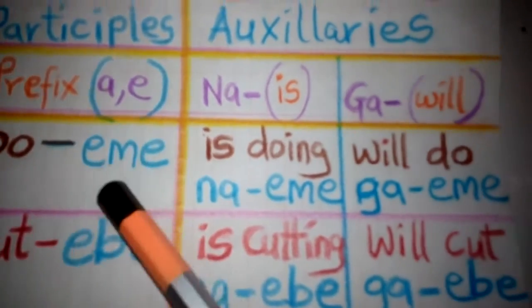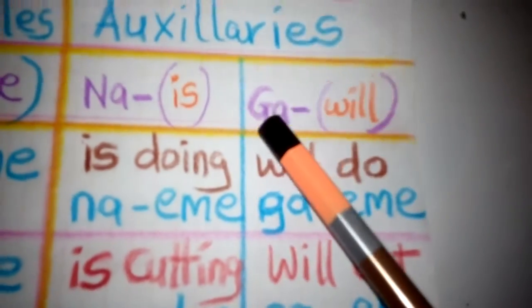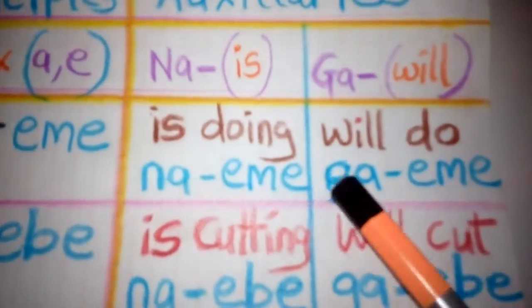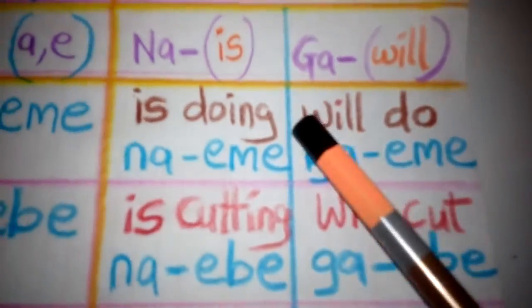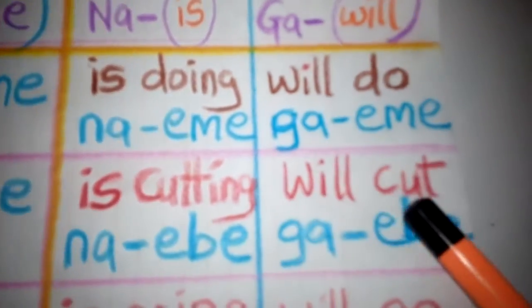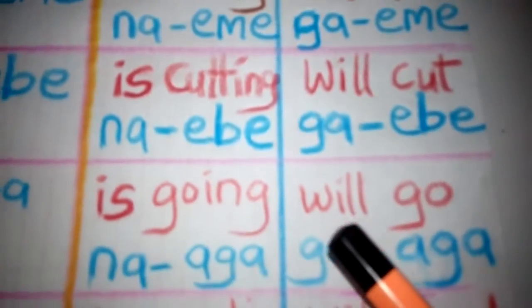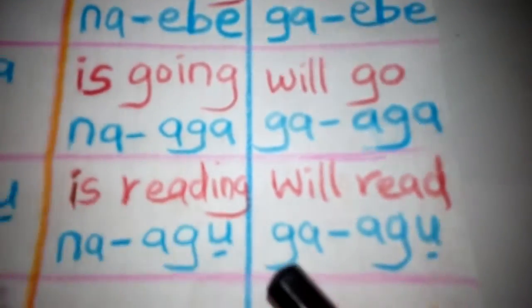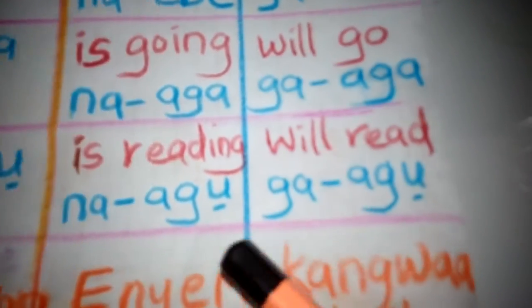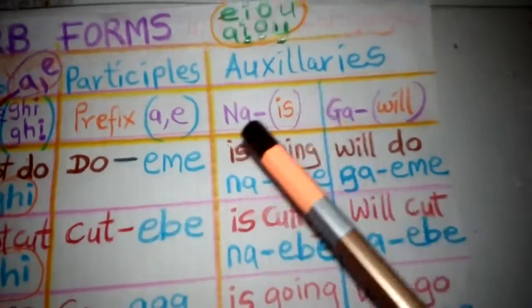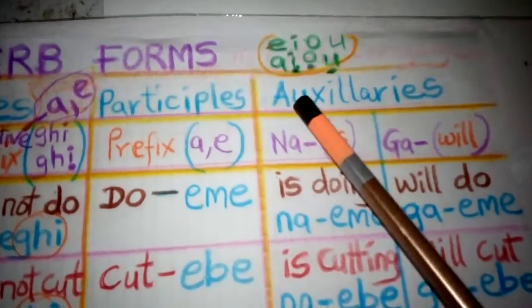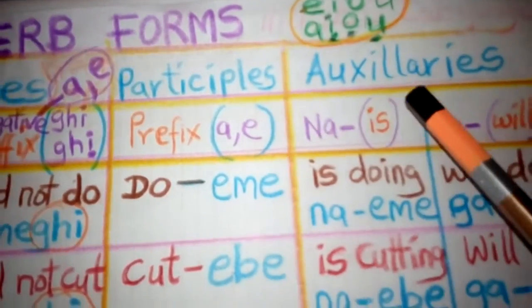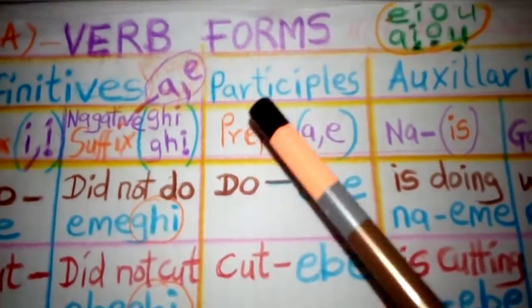You add this participle and ga mixed together, connected with a hyphen. Ga eme, will do. Will cut, ga ebe. Will go, ga aga. Will read, ga ago. So this auxiliary goes with participle. Participles and auxiliaries.